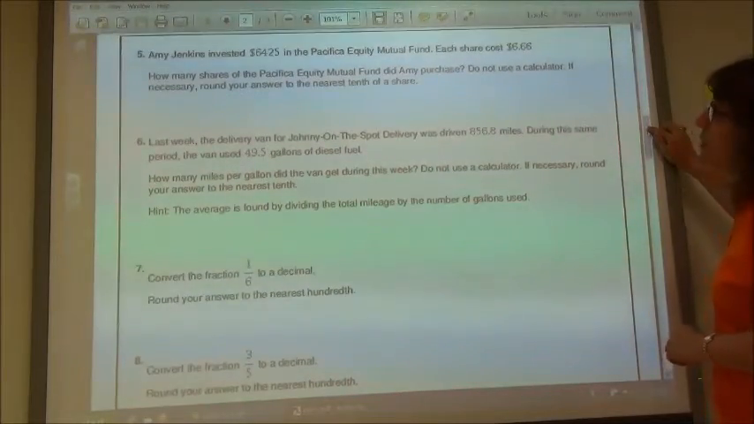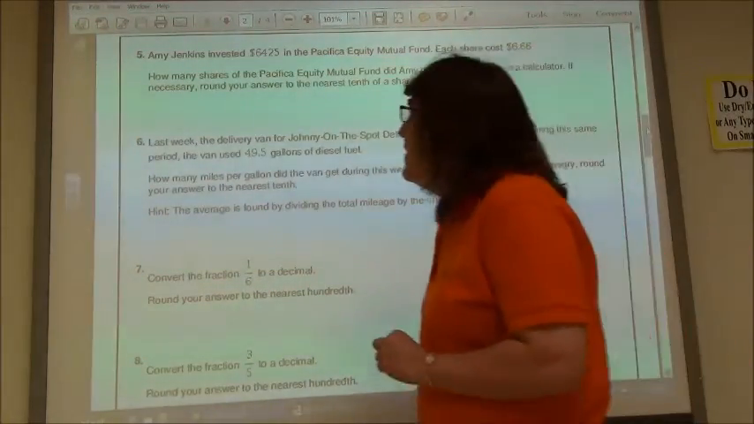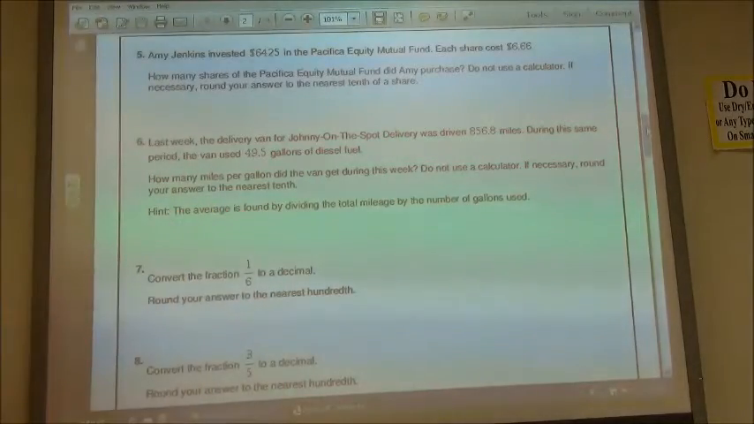Number 5, we're really not going to have room to do our division. Amy Jenkins invested $6,425 in the Pacifica Equity Mutual Fund. Each share costs $6.66. How many shares of Pacifica Equity Mutual Fund did Amy purchase? Do not use a calculator, and if necessary, round to the nearest tenth of a share.